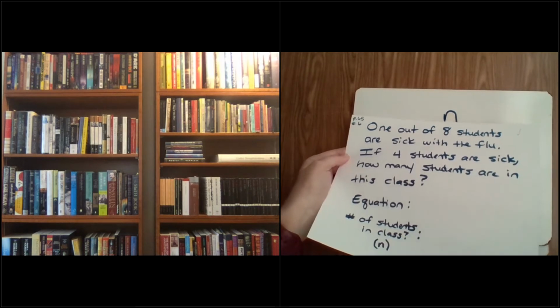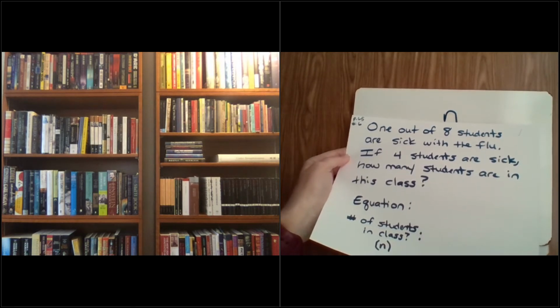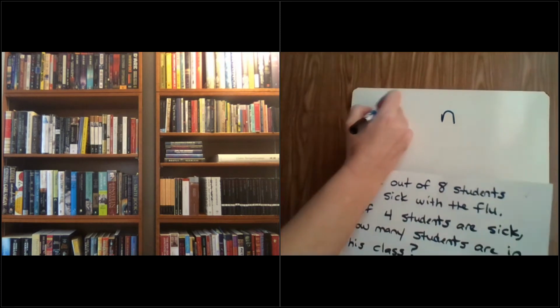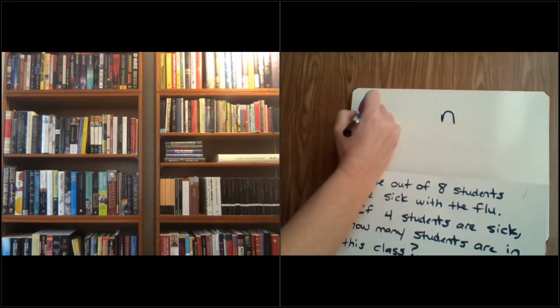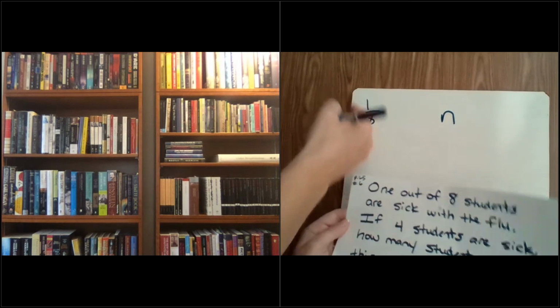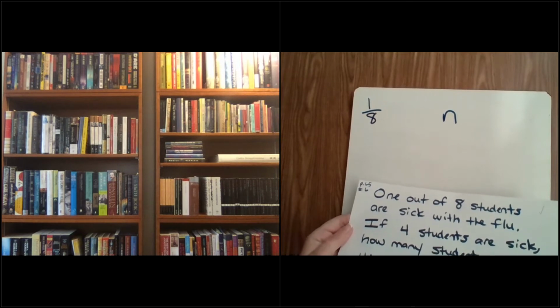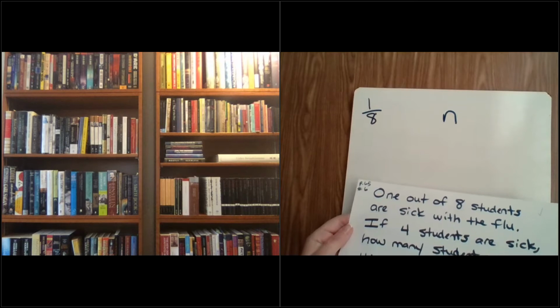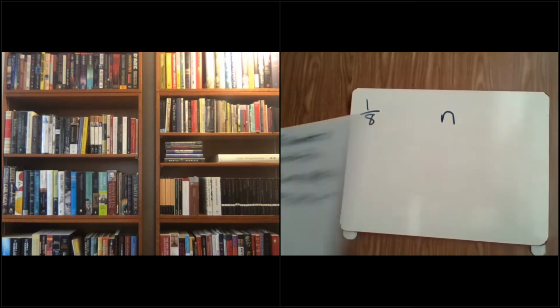And it says 1 out of 8 students are sick with the flu. So 1 out of 8 is just the word way to write out the fraction 1/8. Are sick with the flu. If 4 students are sick, how many students are in the class?